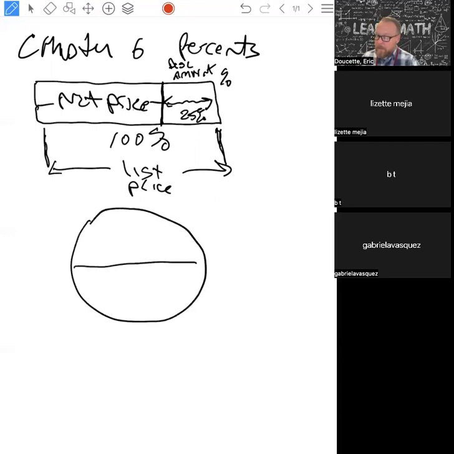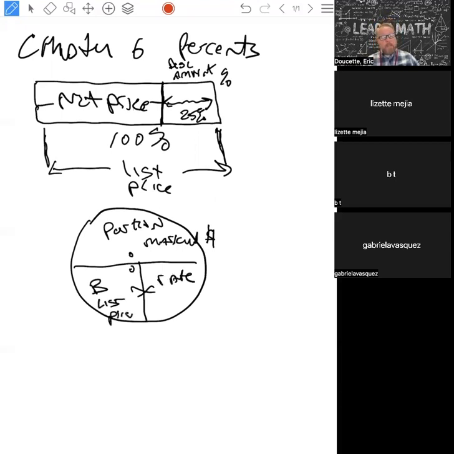It looked like this, and you multiplied here, you divided here, and this would be what we call the portion, or in this case, the markup amount in dollars. And then this would be the base or list price. And then this would have been the rate, like what was the percentage rate. And this can be used for figuring out any portion of any percent.